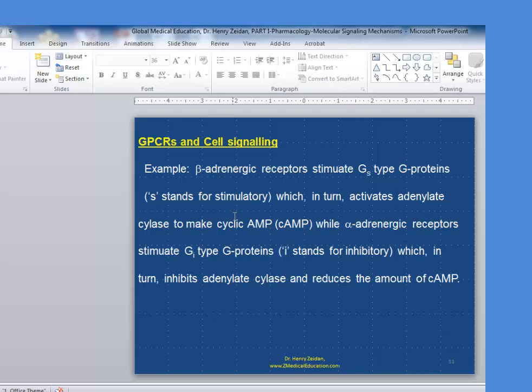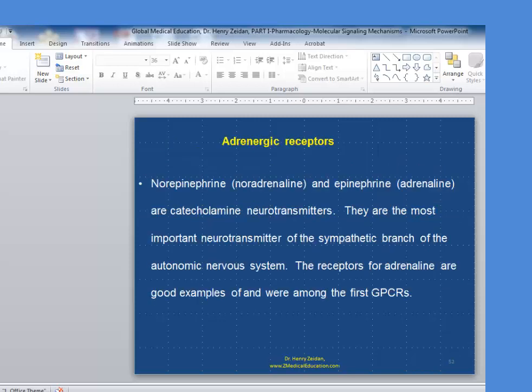So beta-adrenergic receptors, they tie with stimulation of GS proteins, activation of adenylyl cyclase to release cyclic AMP. Alpha adrenergic receptors, on the other hand, do the opposite. Stimulate GI type of G proteins. When they do that, what are they going to do? Decrease cyclic AMP, inhibit adenylyl cyclase, decrease cyclic AMP. And we covered that.